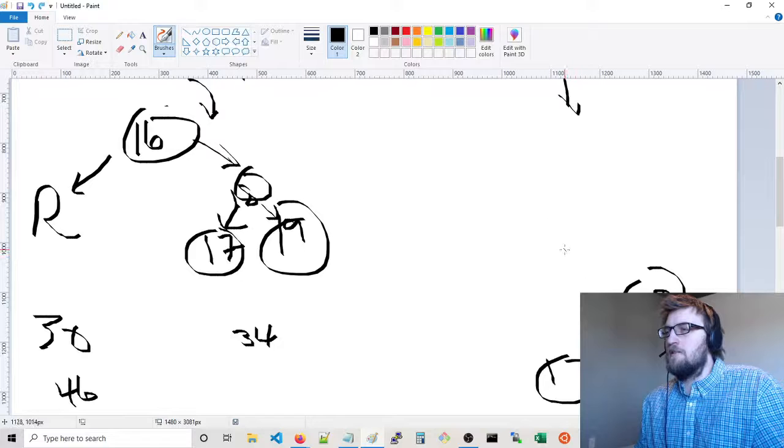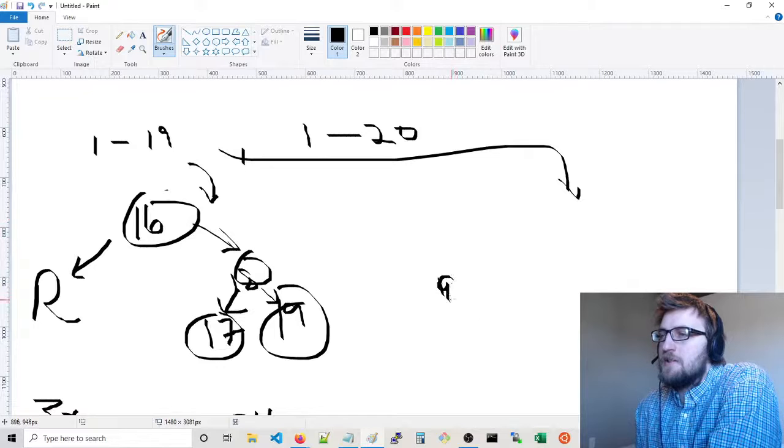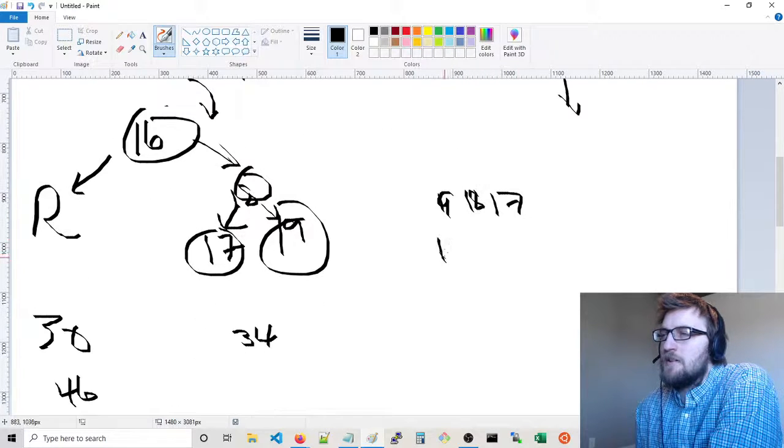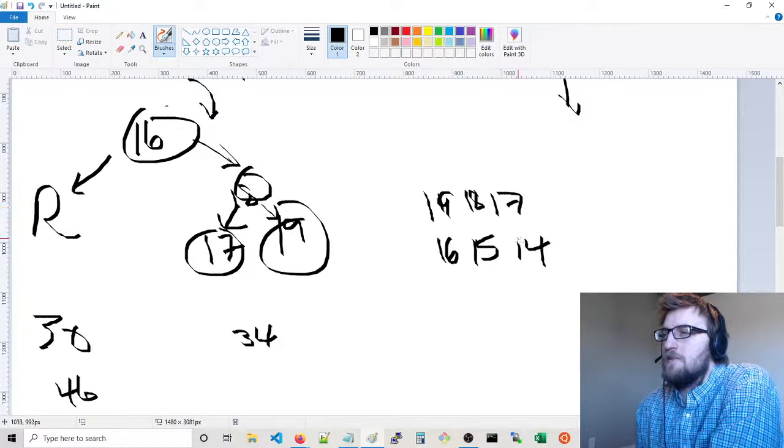No. What am I doing? We want to put 6 nodes on the right, or we put 7 nodes on the right side. 7 nodes are 19, 18. And forgive my chicken scratch here. 19, 18, 17, 1, 2, 3, 4, 5, 6. Put these 7 nodes on the right side.